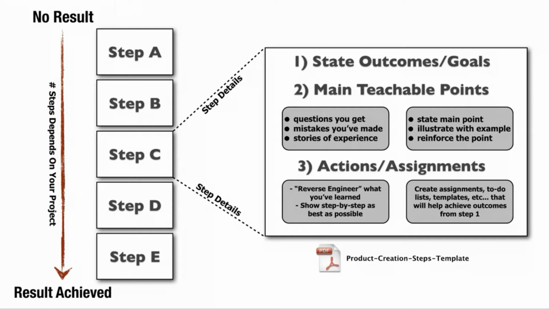I would go through this giant box on the right. What are the outcomes for this week? So if it was week 1 of my product creation course, it would be to help you come up with the idea, the concept, the outline of your first product. What is it you want to sell for this first go? Okay, and what are the outcomes and goals for the people that are reading your product? And then what are the main teachable points?